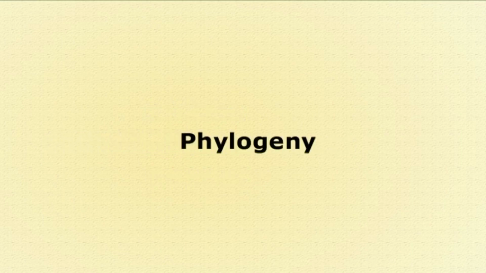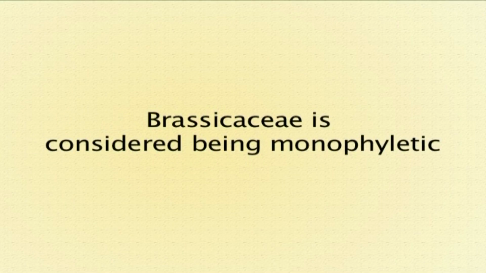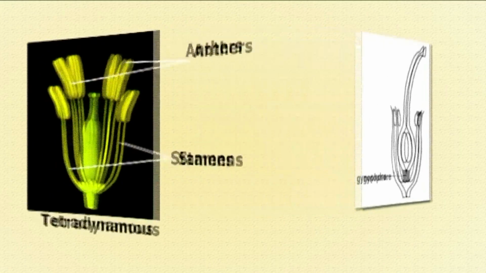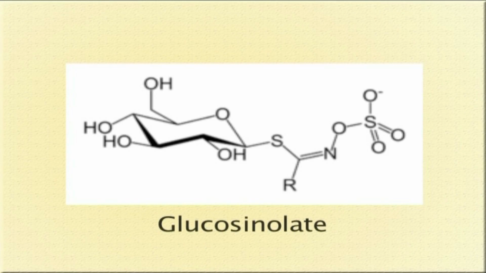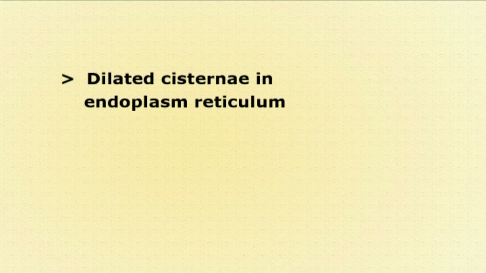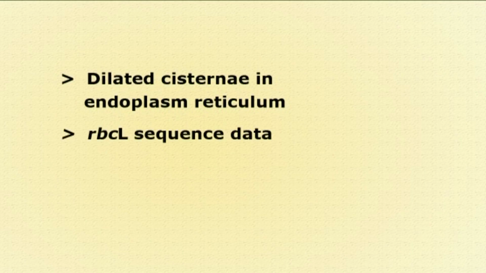Now the third part of the lecture, that is phylogeny. The family Brassicaceae is considered to be monophyletic. It has a monophyletic origin. The basis for this assumption is that all the members of the Brassicaceae have elongate gynophores, exserted stamens, glucosinolates, the phytochemical that we have in the case of Brassicaceae. In their endoplasmic reticulum, the cisternae are dilated ones. And lastly, the molecular data based on the gene rbcL. rbcL is the large subunit of the rubisco protein.